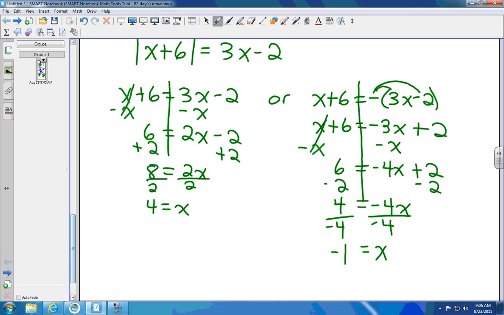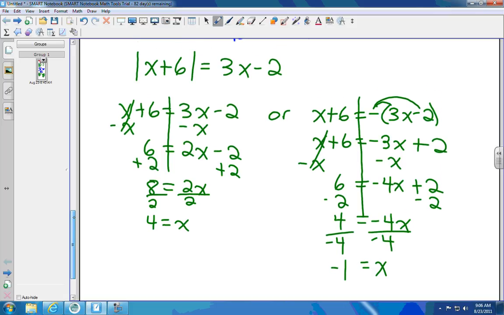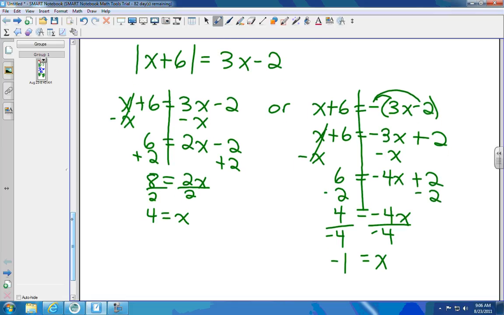When you solve these kind, where it's not set equal to just a number over here, you need to check both of your answers. You can plug them back into the original problem and see what you get. So if we plug 4 in here, what are we going to get? 10. And when you check, you don't really have to show all your work. Just plug it back in. Make sure they are answers.